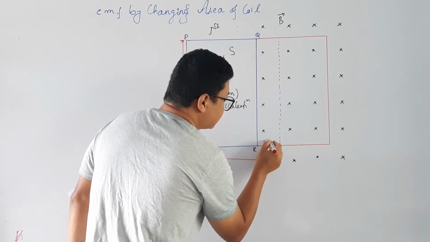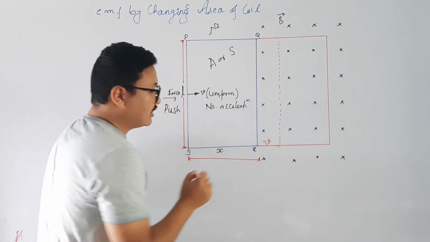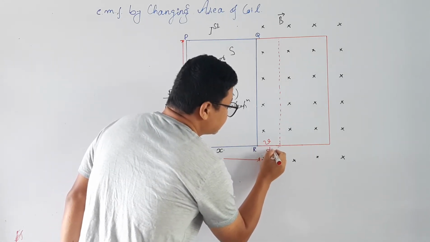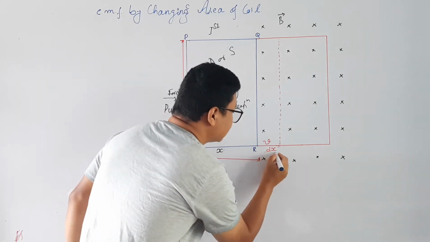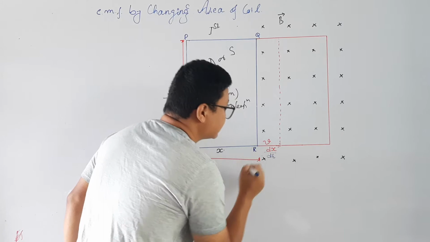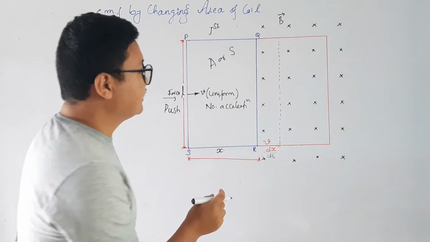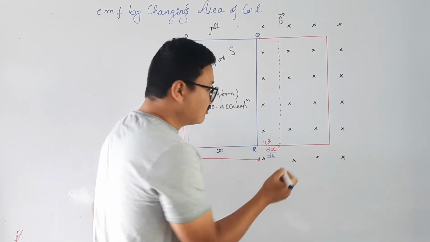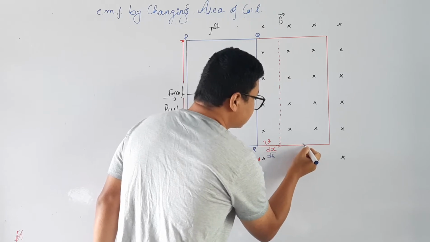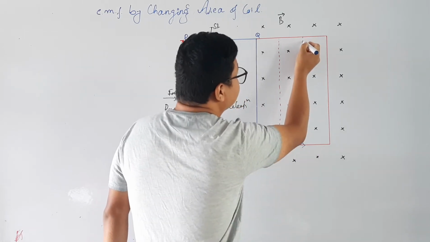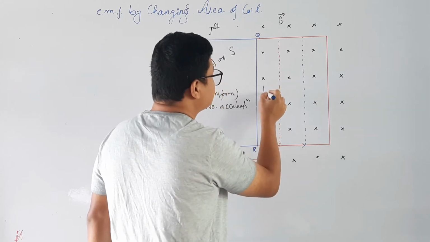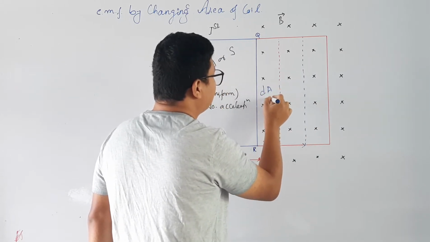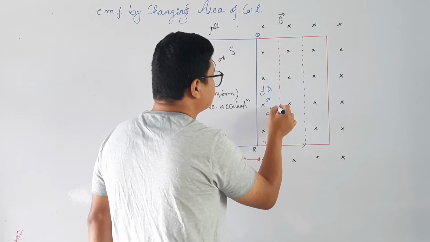Whenever I push it, it reaches here, moving with the uniform velocity v, and it has traveled the distance of dx in small time dt. Now in the second moment, let it reach here, and let this be the section. So let this be my dA or dS.